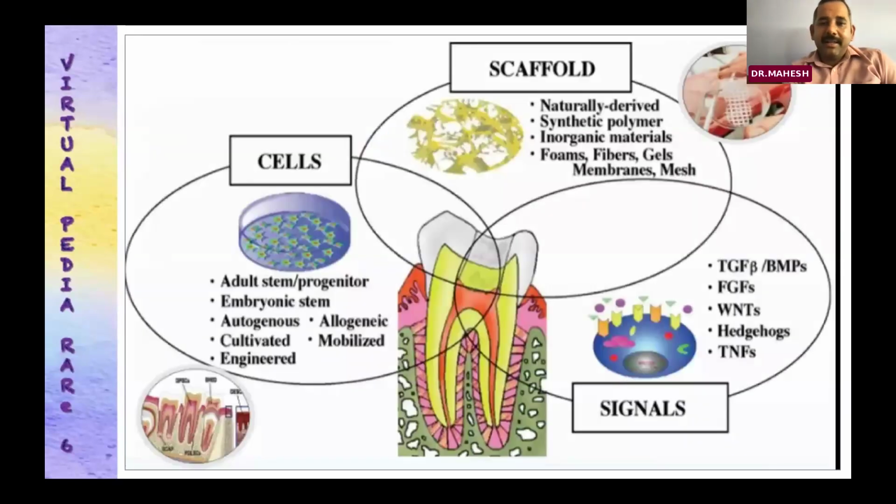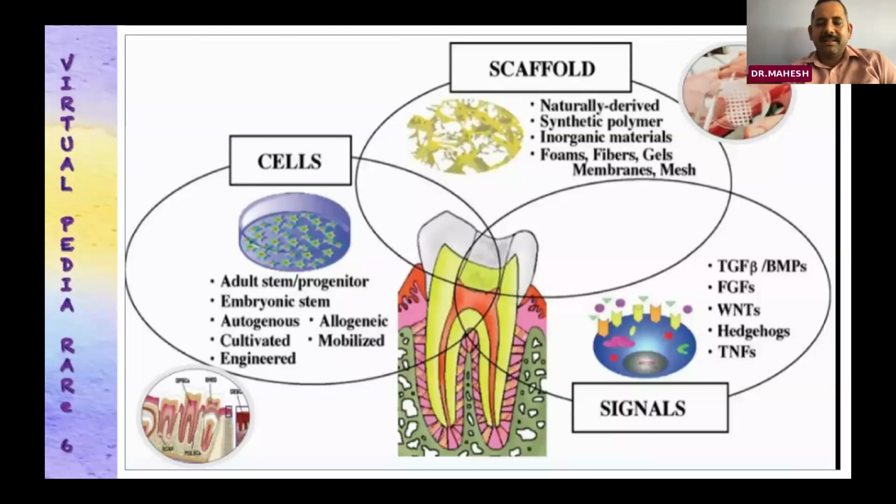So this is one schematic representation which shows you the basic three things when we plan for a regenerative endodontic procedure. We need a cell, we need a scaffold, and we need a signaling pathway. All three of these collaboratively will help in establishing your pulp dentin complex, so that it takes care of the next generation of root canal, completion of your root canal and your apical closure.